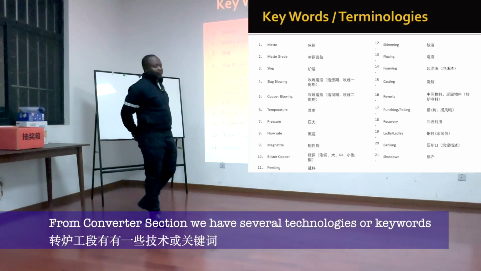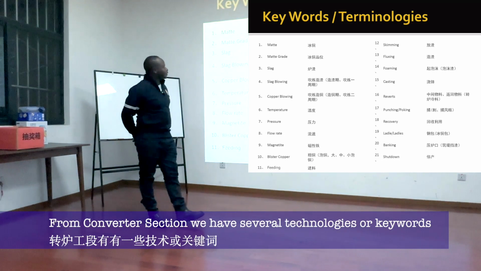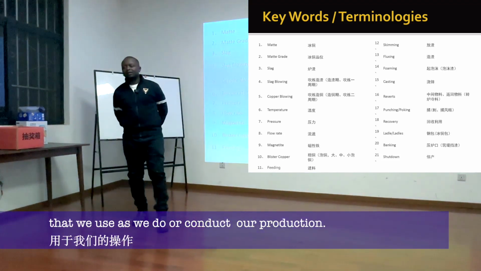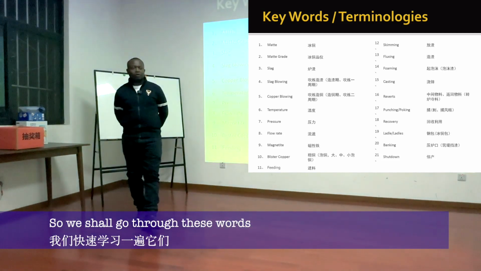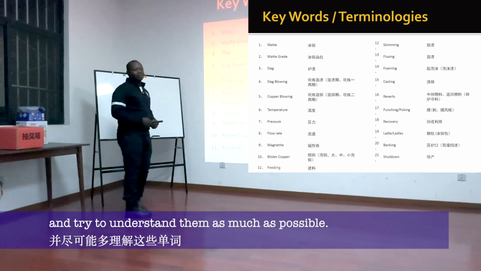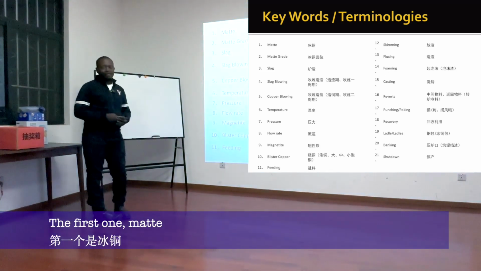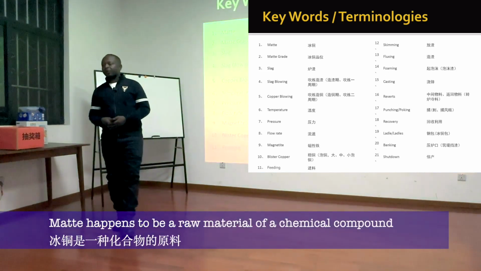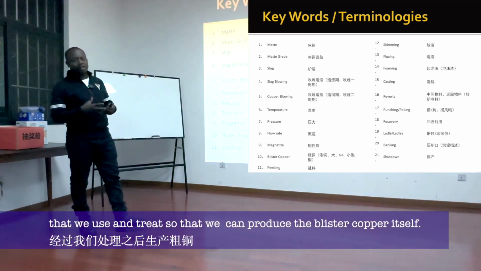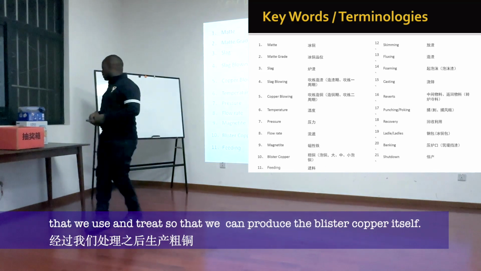From the converter section, we have several technologies or keywords that we use as we conduct our production. So we shall go through these words and try to understand them as much as possible. The first one, matte. Matte happens to be the raw material, a chemical compound that we use and treat so that we can produce the blister copper itself.